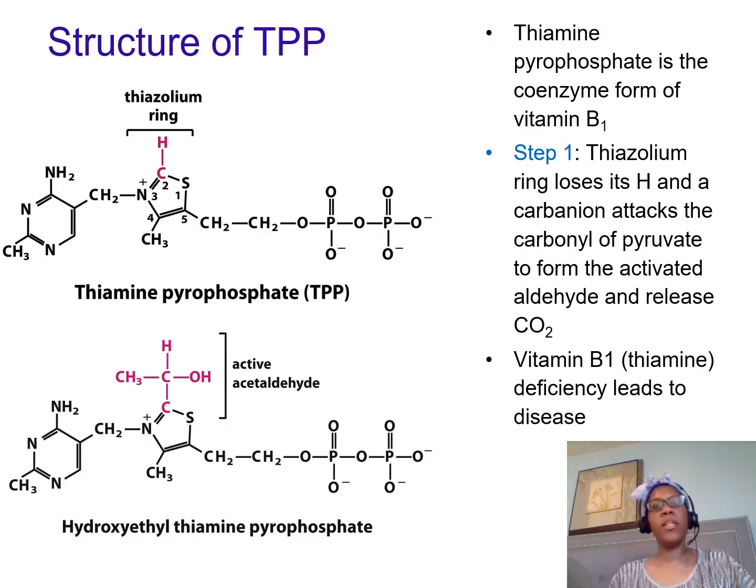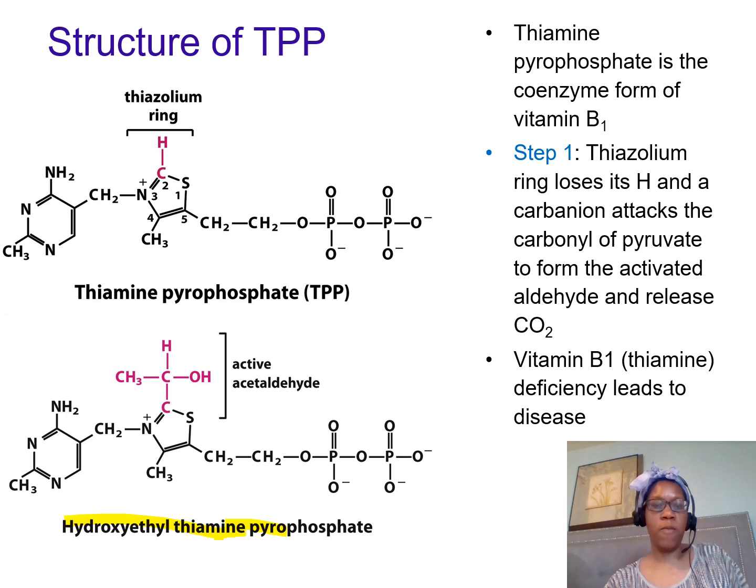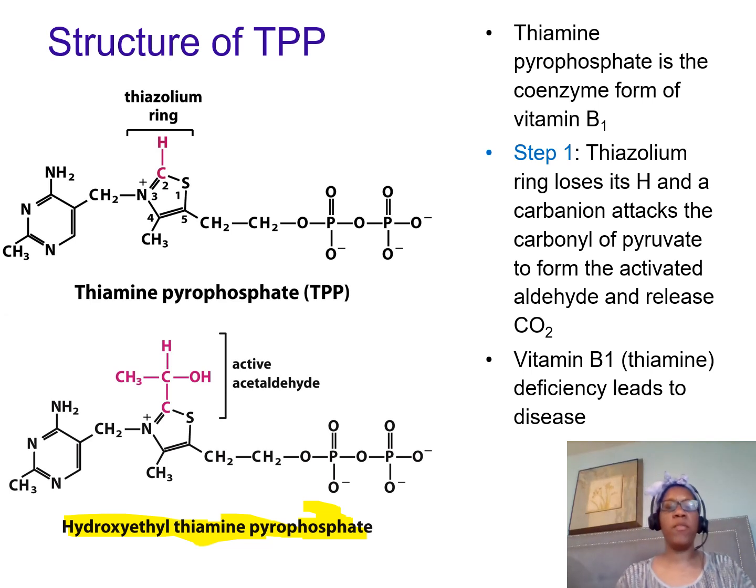Let's go into detail of step 1. So step 1, we started with the pyruvate. We decarboxylated the pyruvate, and then we made this thing right here, this hydroxyethyl thiamine pyrophosphate, TPP, hydroxyethyl TPP. So step 1 was decarboxylation of pyruvate, loss of CO2, and creation of hydroxyethyl TPP.